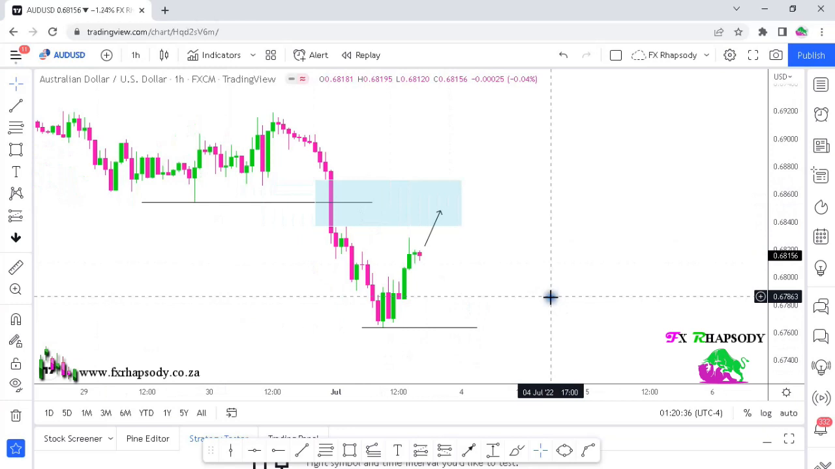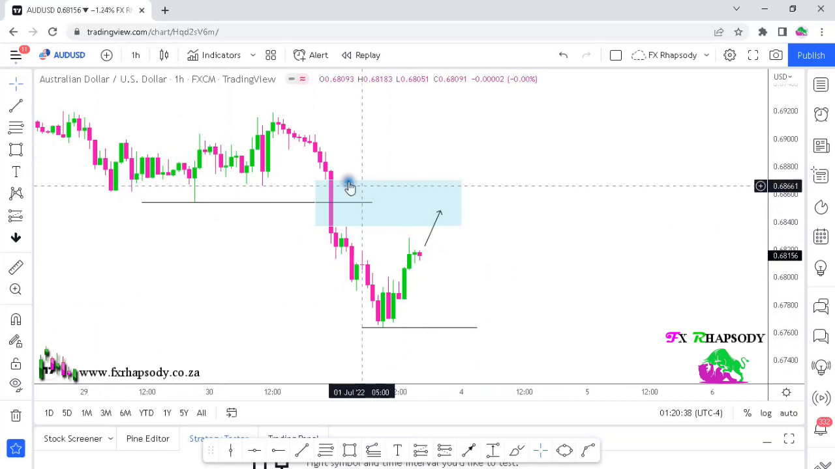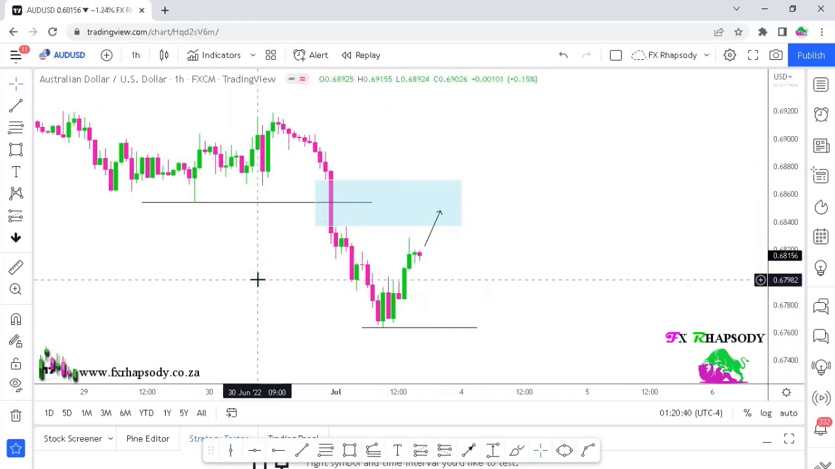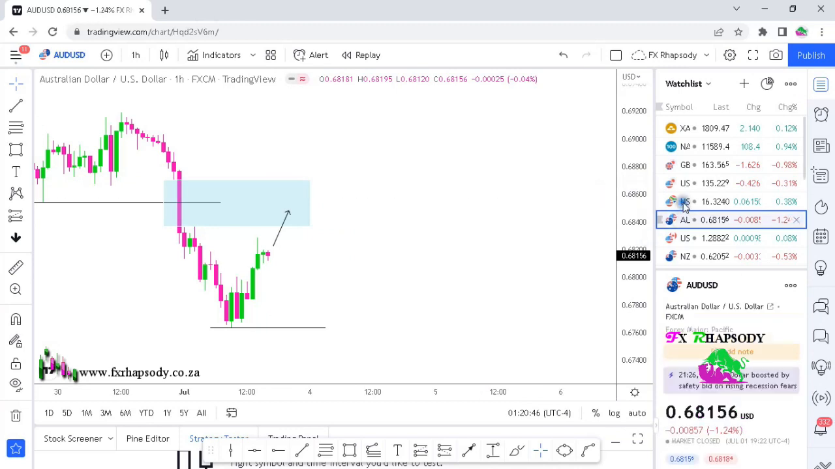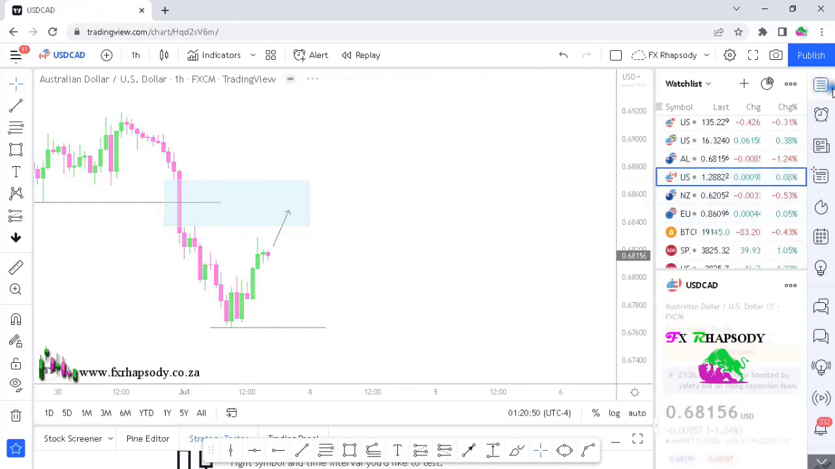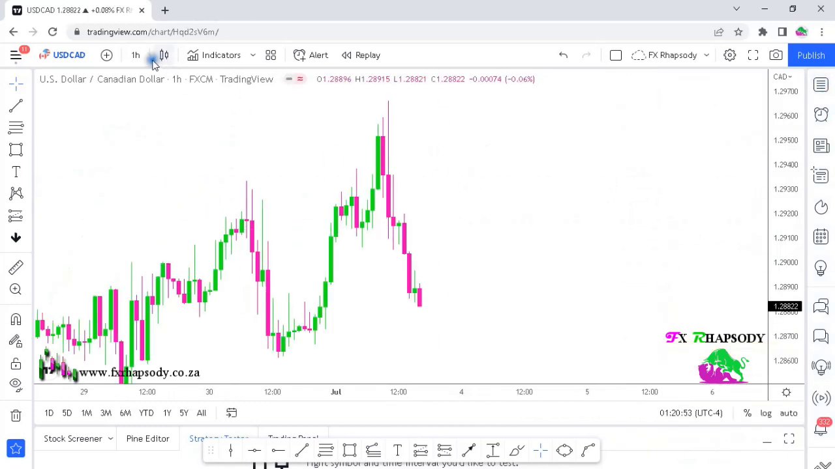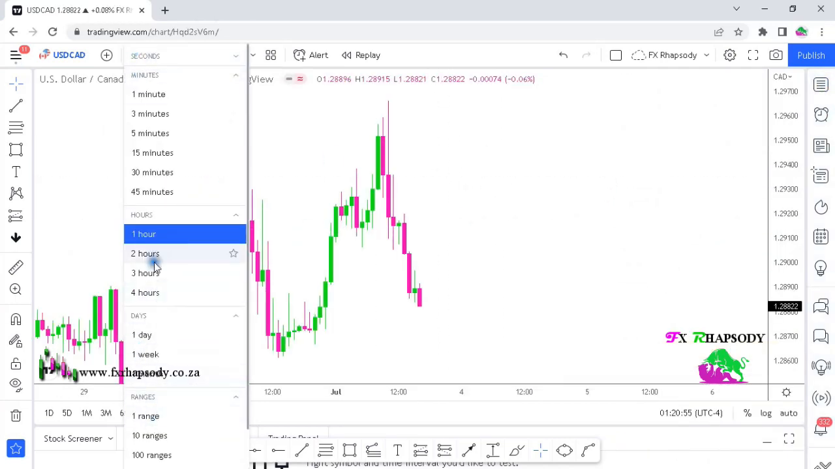Just stick to that type of analysis and look at where the breaks in structure are, and drill down to your lower time frames and you'll see some nice trades popping out. Let us go to the next currency pair. We are going to be looking at the US dollar, Canadian dollar. We're looking at the daily time frame first.